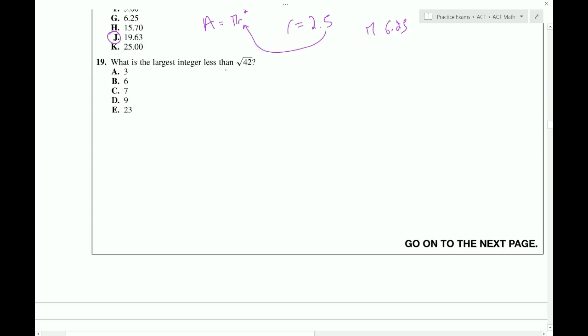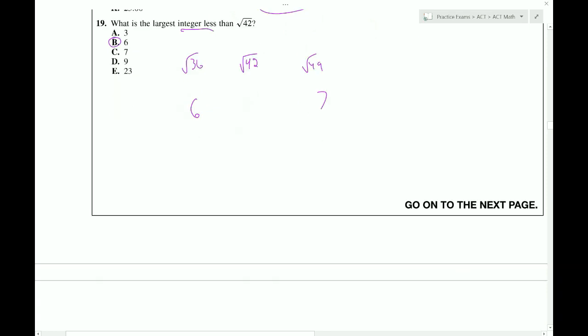What is the largest integer less than radical 42? So radical 42, we know that's got to be in between 36 and 49, and we should know that's 6 and 7, right? So this is a number that's in between 6 and 7. If we want an integer that's less, we would choose 6.